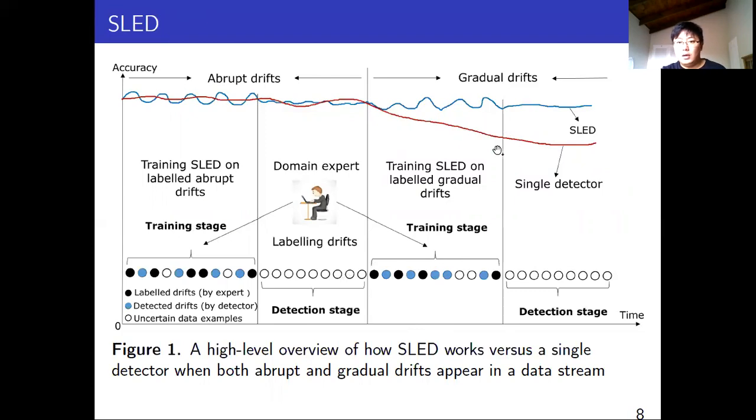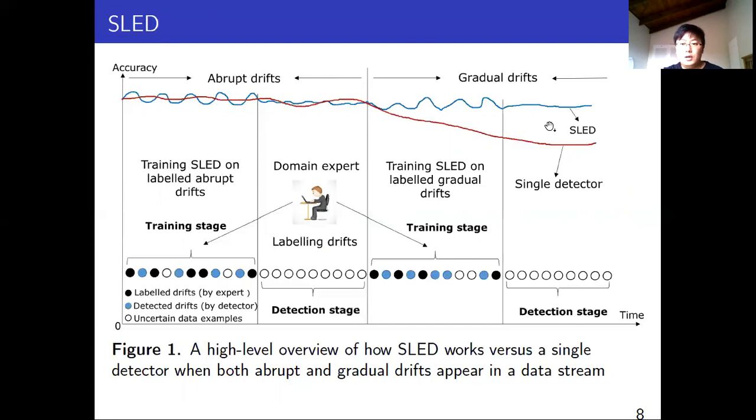This red line shows the change in the accuracy of the classifier with a single detector, whereas this blue line shows the change in the accuracy of the classifier with SLED. If we look at the first half of the data stream, where only abrupt drifts happen, we will notice that both classifiers work similarly well in this case.